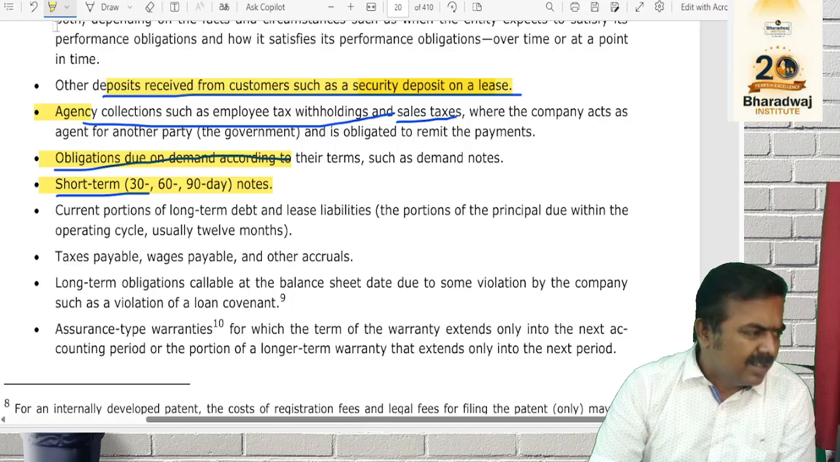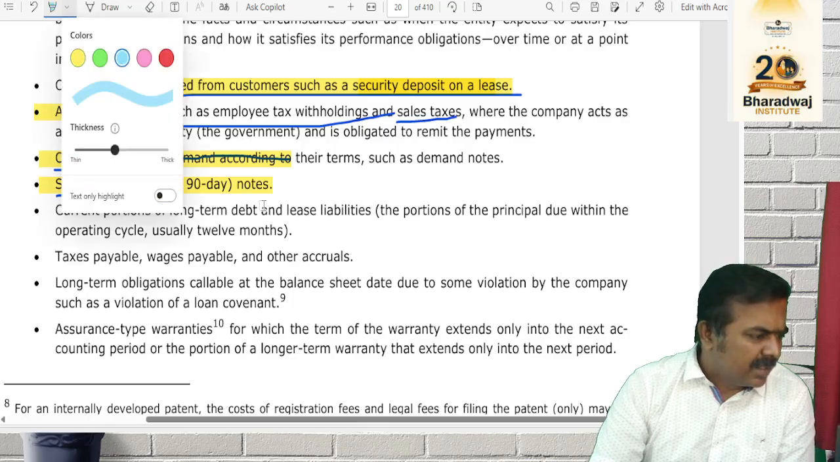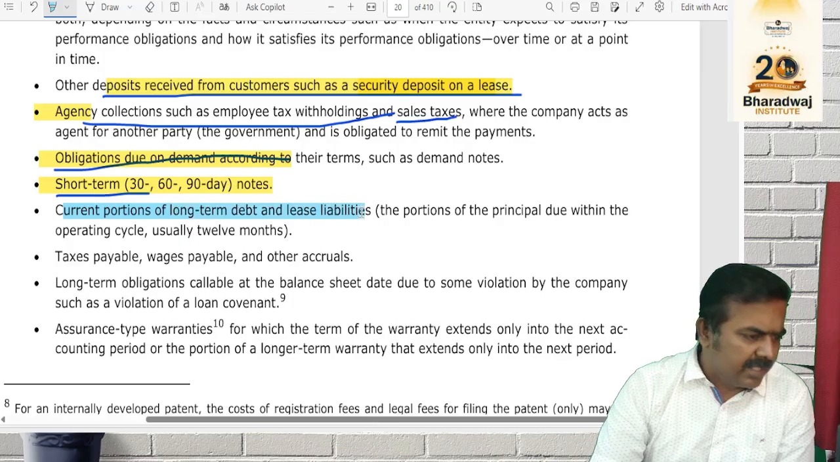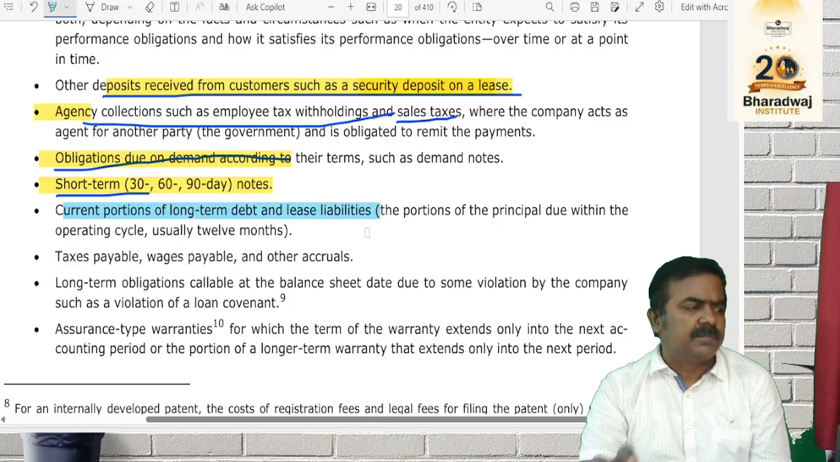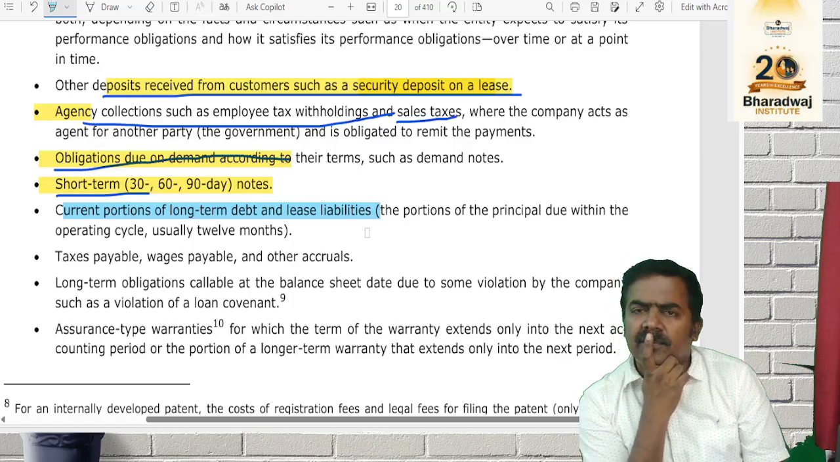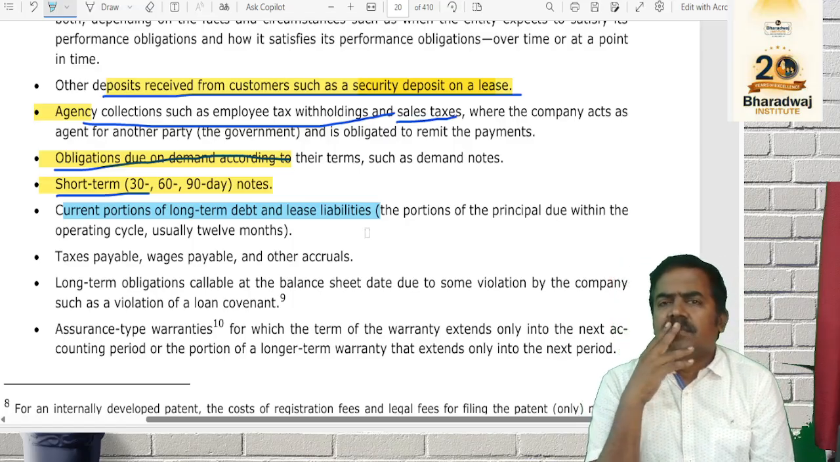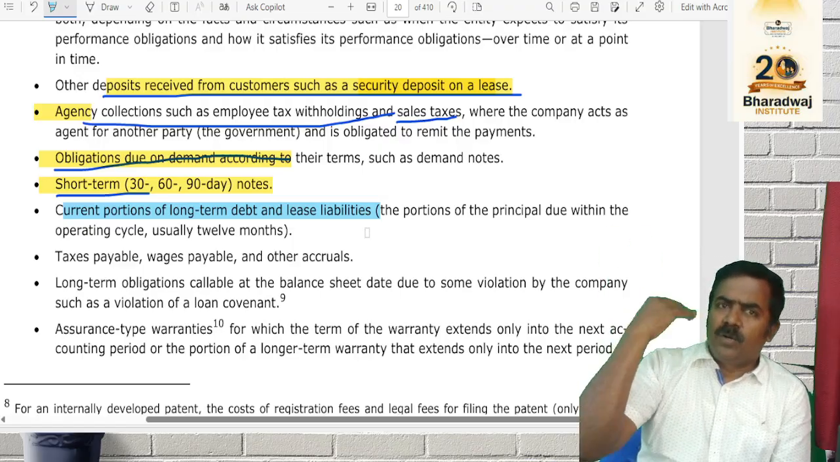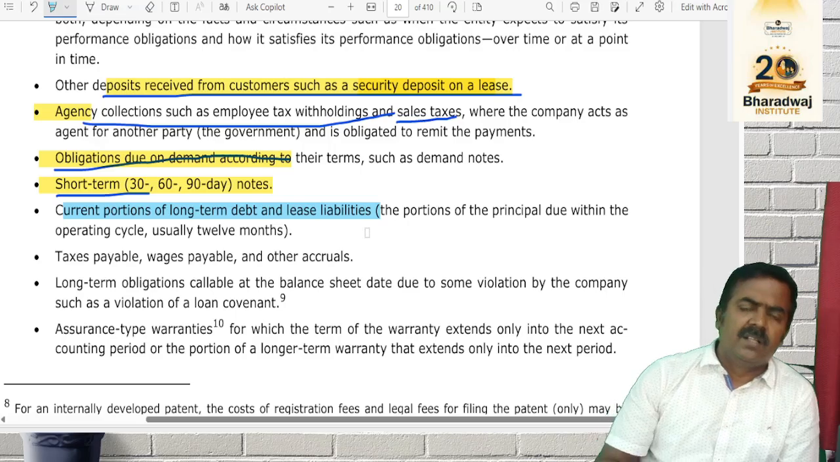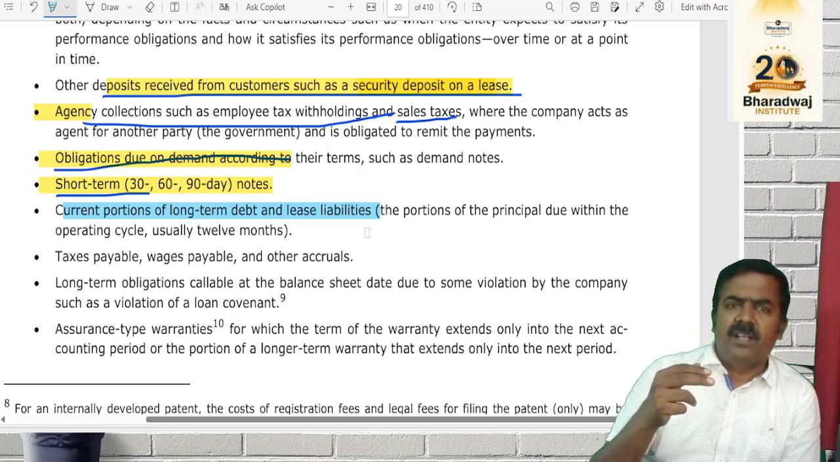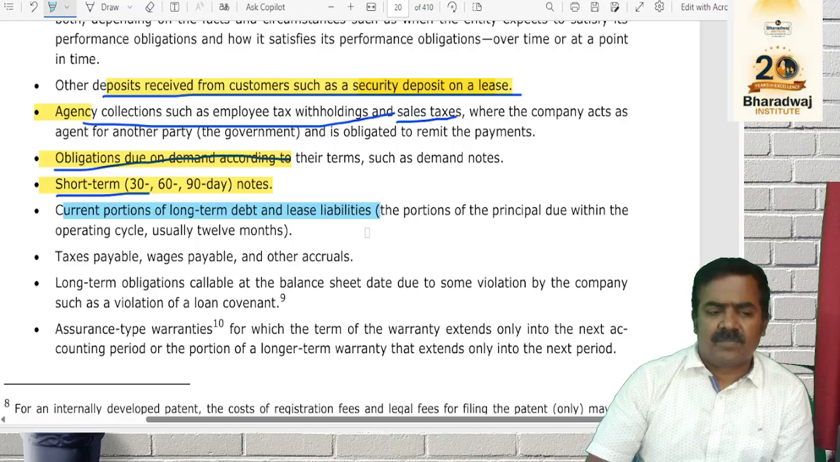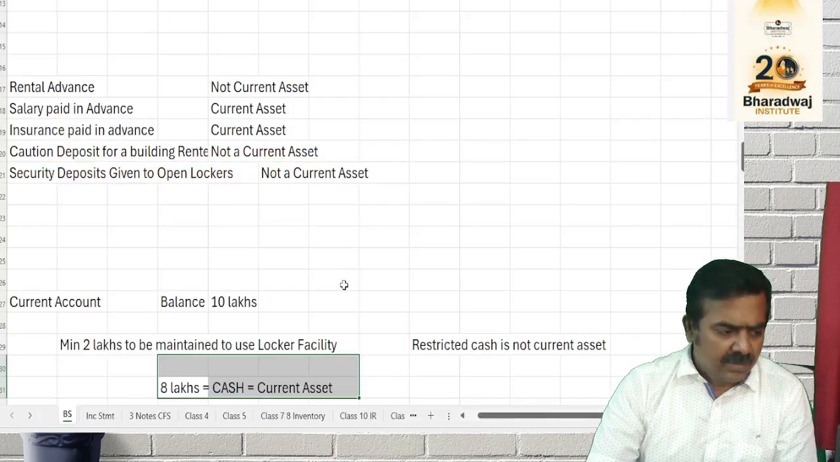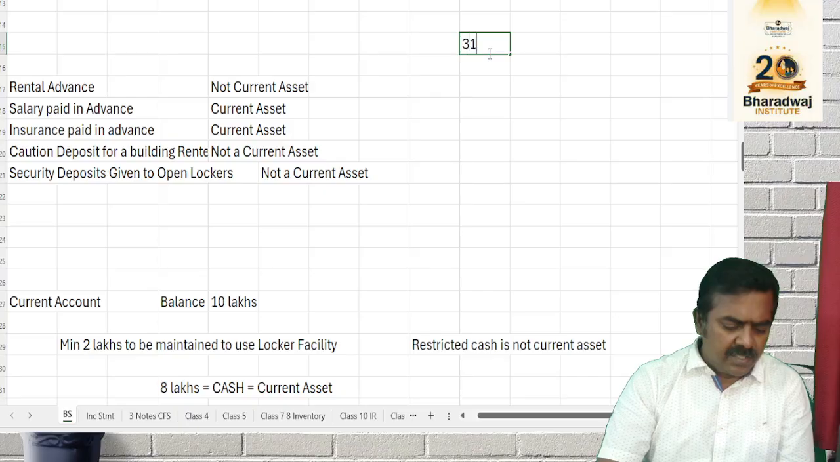What is the next one? Current portion of a long-term debt. What is the meaning? We are on 31st December. We borrowed 10 million. We promised to pay 1 million once in 6 months. What is the loan on 31st December?